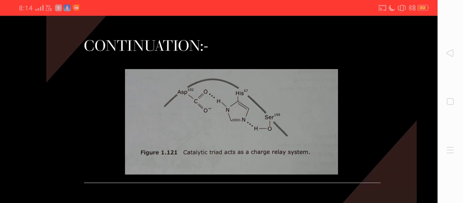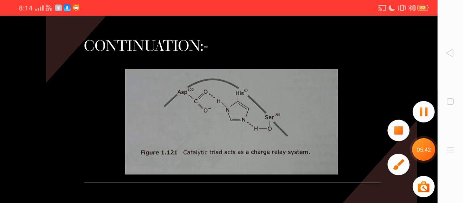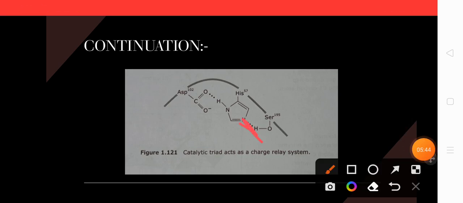So we all know that serine has an OH group as a side chain. So the H will form a hydrogen bond with the imidazole group of the histidine. Similarly, another NH present in the imidazole group of the histidine will be involved in hydrogen bonding with the carboxylate group of the aspartate. That's how the catalytic triad or our energy relay system is formed.